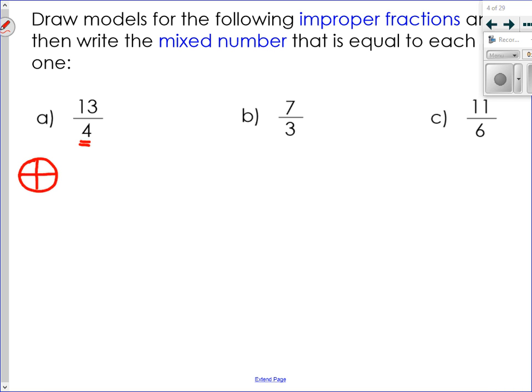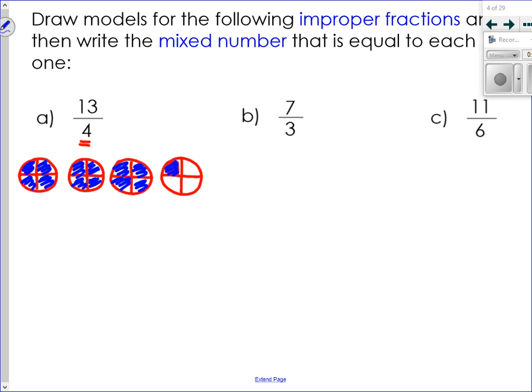So there'd be 4, and another 4 would be 8, 9, 10, 11, 12, and then I need 13 of them. So that means in this shape, only 1 of those would be shaded in. Whereas in these shapes, all 4, right? There's 1, 2, 3, 4, 5, 6, 7, 8, 9, 10, 11, 12, and 13 of those fourths are shaded.